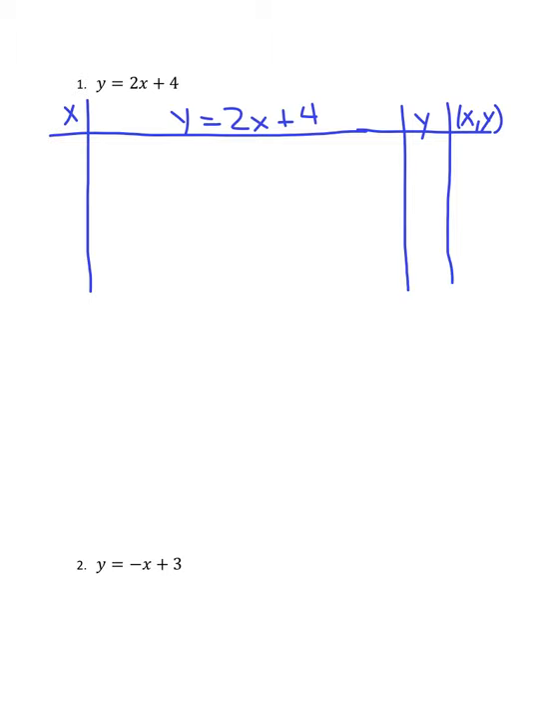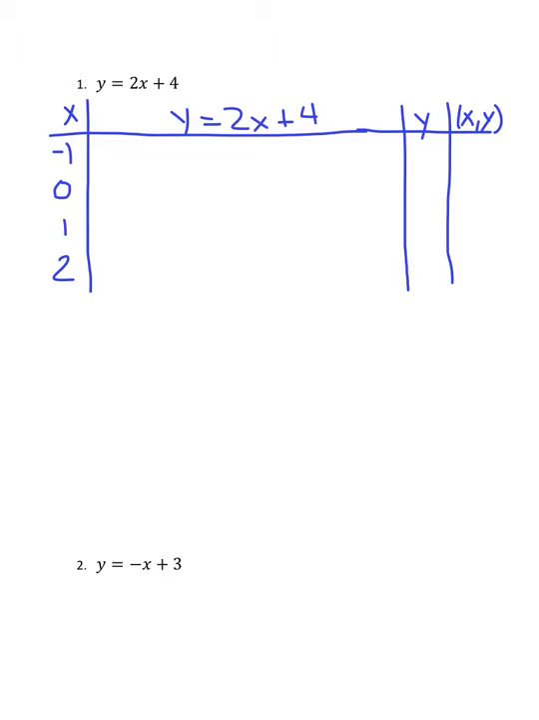The best values to pick, unless we have a fraction, which there's no fraction here, so we don't need to worry about that, is -1, 0, 1, and 2. Right, just do -1 as your negative value. Do 0, because 0 is super easy math. Then do 1, and then do 2.